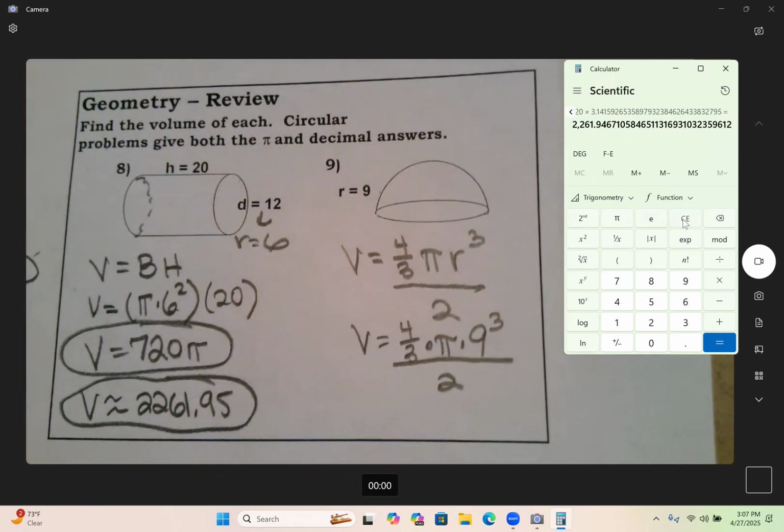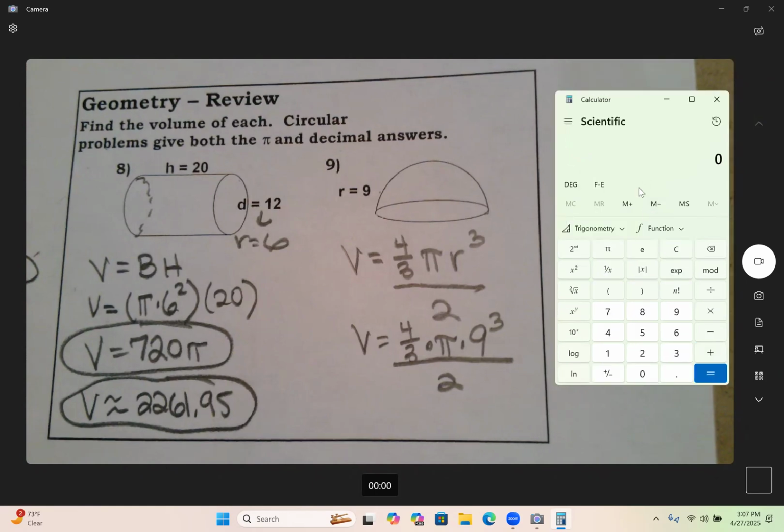Again, your calculator is a little better than the one I'm using on the computer screen. 4/3, you can type in 4 fraction key 3, and then times 9 to the third power. Remember, this is the x to the y key. It's in a different location on your calculator. I believe it's on the right side, but this is your exponent key. And then you're going to divide by 2 and then tack on a pi.